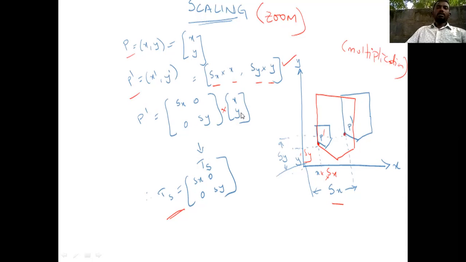So therefore equal x into y. So x into sx, 0 into sy. So x comma y, we are multiplying like this: x comma sx comma 0, 0 into sy. So x comma y, we are writing like this. So the total transformation of scaling is nothing but sx comma 0 and 0 comma sy. So it is the transformation of scaling.